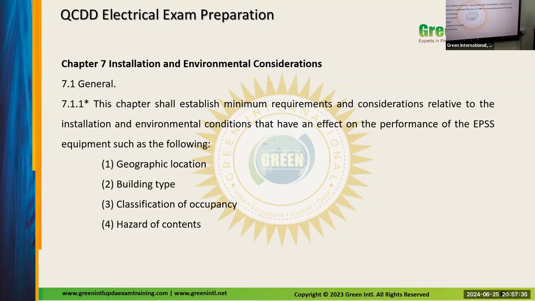So where we install the generators, and what are the requirements? For example, we have a generator room. What are the requirements for the generator rooms? The simple answer for the question, what are the requirements for the generator room, we find from this chapter. So we need to consider the generator room a less hazardous area.